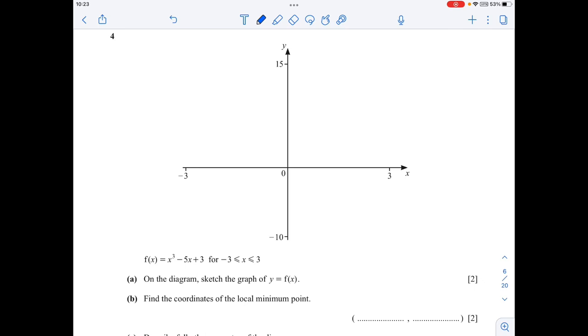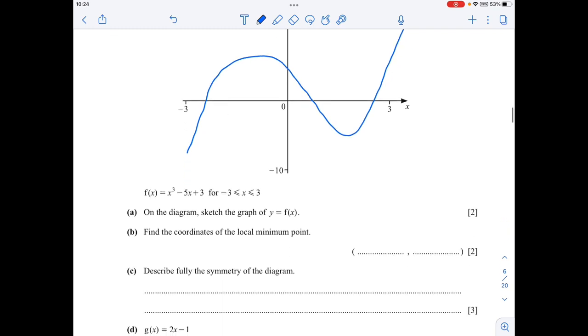Coming to question number 4, f of x equals x cube minus 5x plus 3. On the diagram, sketch the graph y equals f of x. So I am approximately drawing the graph. It should be denoted in this way. Now, what is he asking? Find the coordinates of the local minimum point. Use the calculator. You should be able to get 1.29 and minus 1.30.